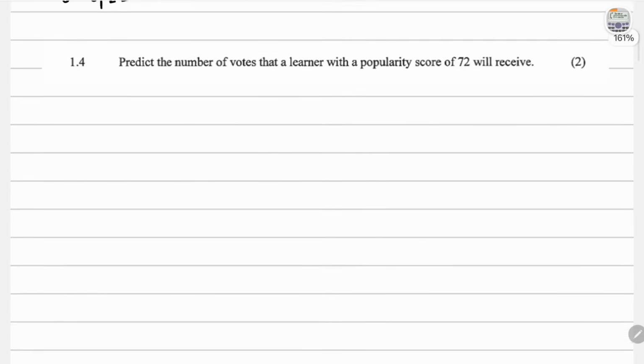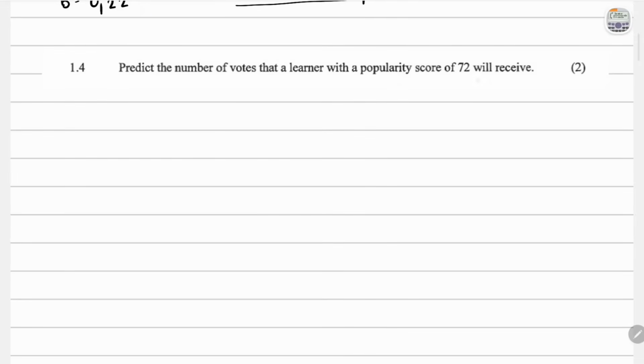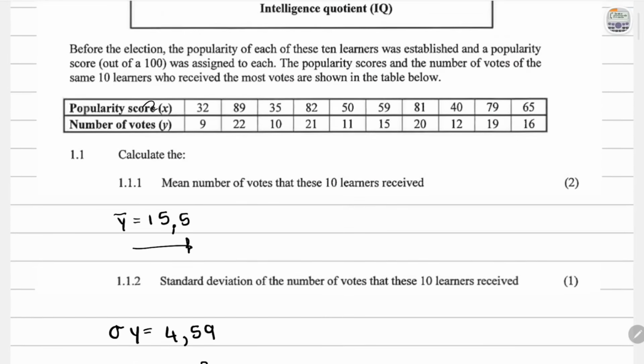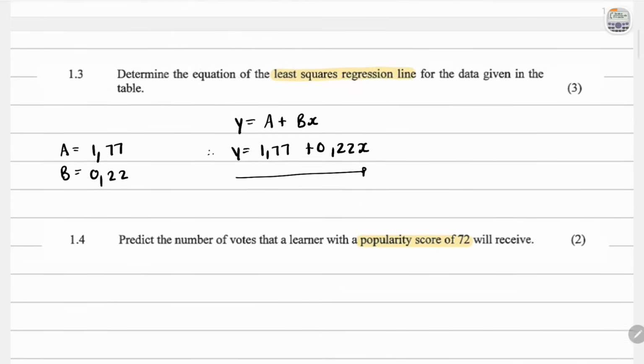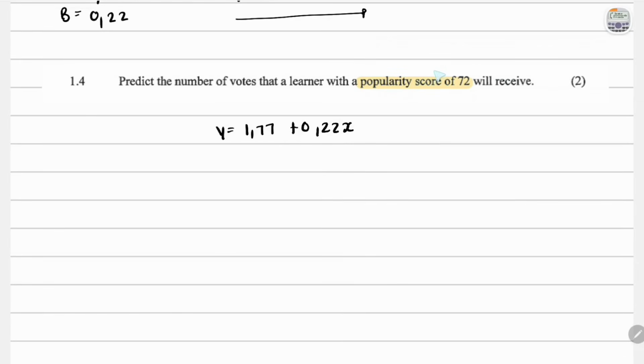Question 1.4 says, predict the number of votes that a learner with a popularity score of 72 will receive. Now, we can see that from our data, the popularity scores are the x values. So they've given us an x value and they require us to find a y value. And since we have the equation of the least squares regression line, this is what we're going to use to make any predictions.